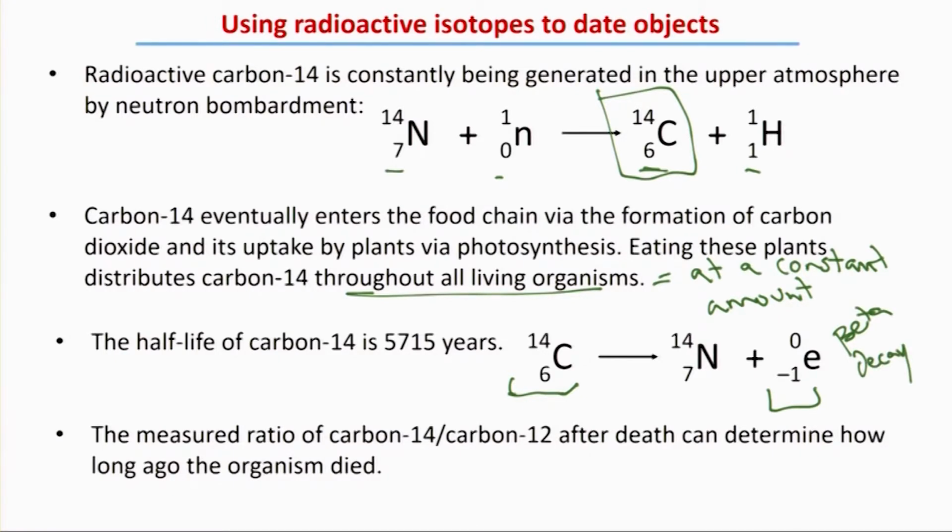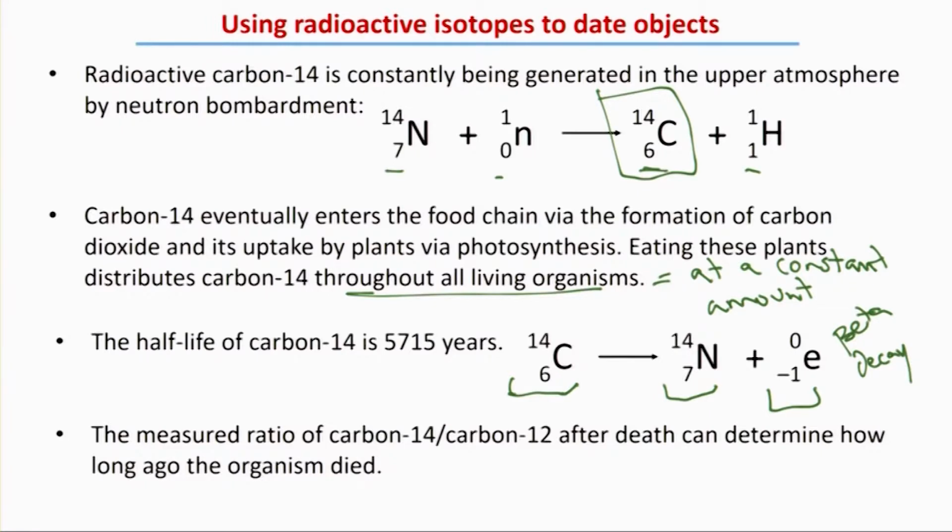All right, and you're losing a beta particle. So you have a neutron getting converted into a proton and a beta particle getting emitted as well. All right, this then is more stable. And so that is why that takes place. So how do you use this?